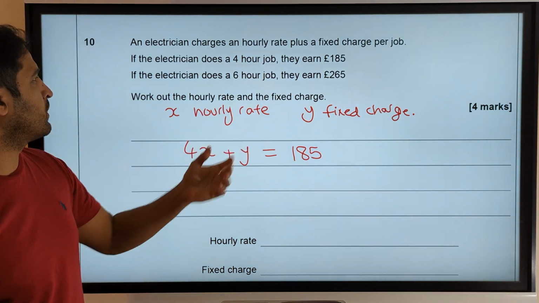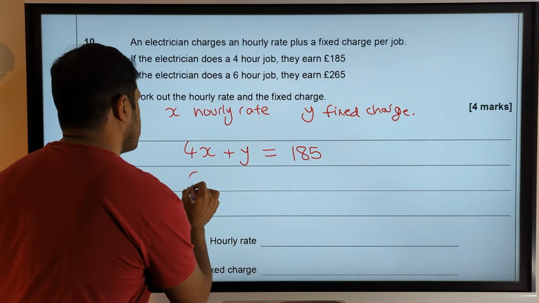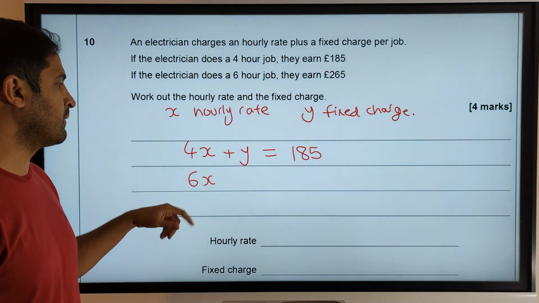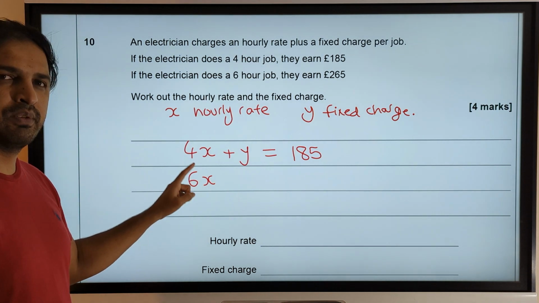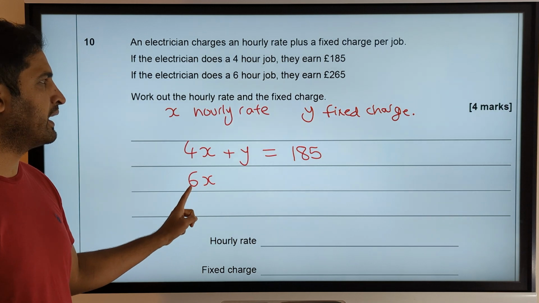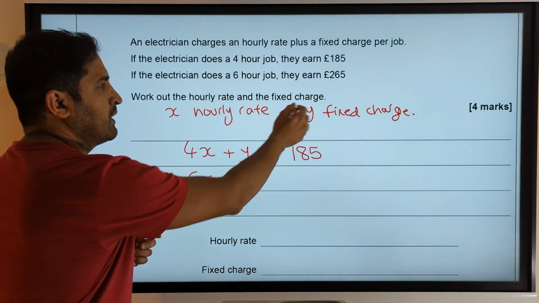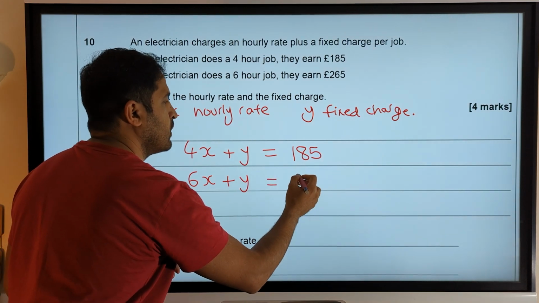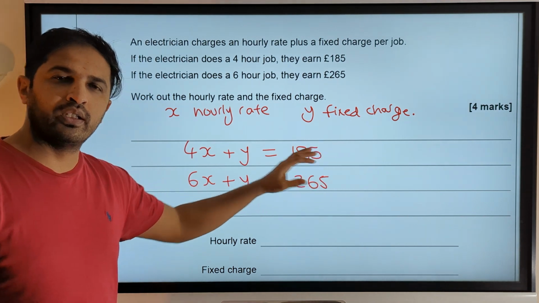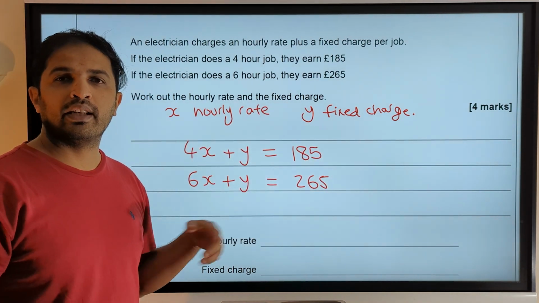The second time we call that person, or someone else calls that person, they spend 6 hours doing the job, obviously 2 more hours of work, so they would earn 6 times the hourly rate they work. So 6 times X, the hourly rate multiplied by 6, plus the call out charge, in other words the fixed charge, and they would earn 265. So what we've got is 2 equations, simultaneous equations. We can solve those simultaneously, meaning together.